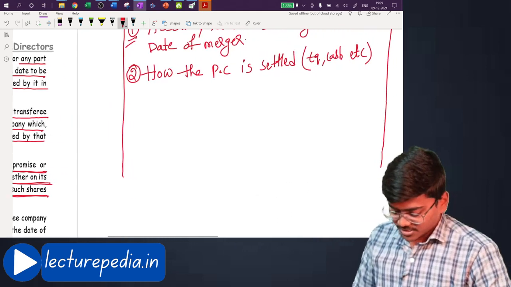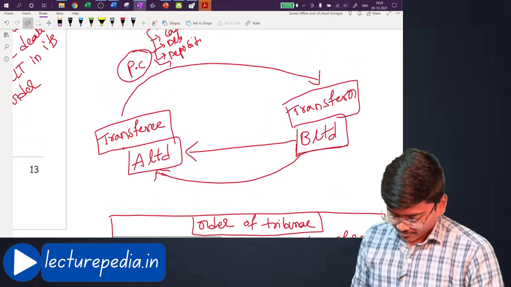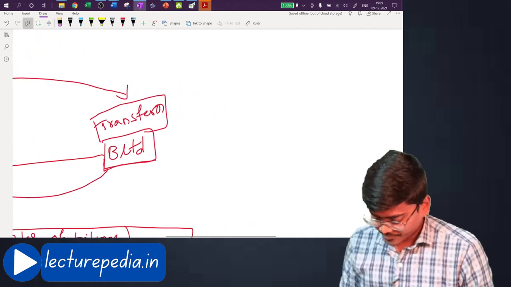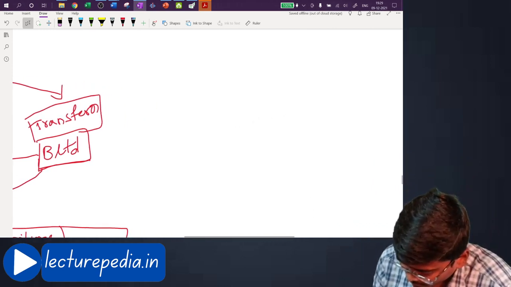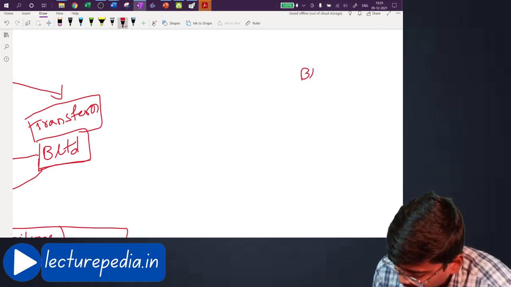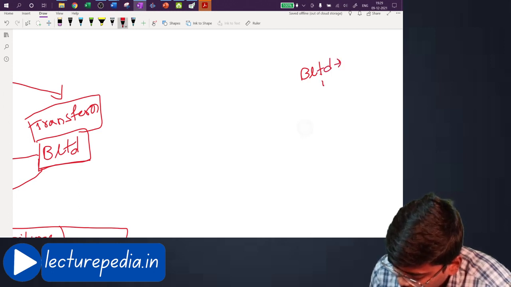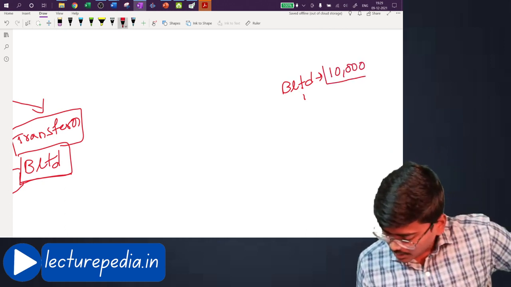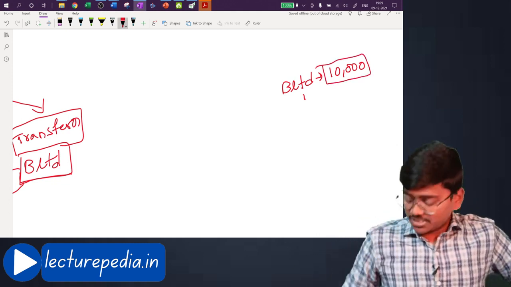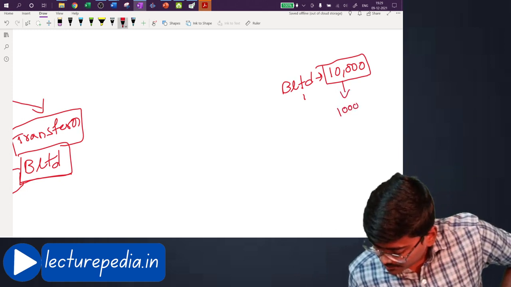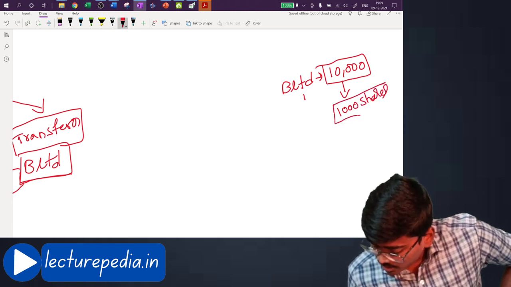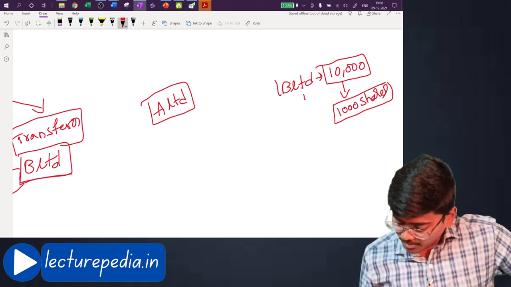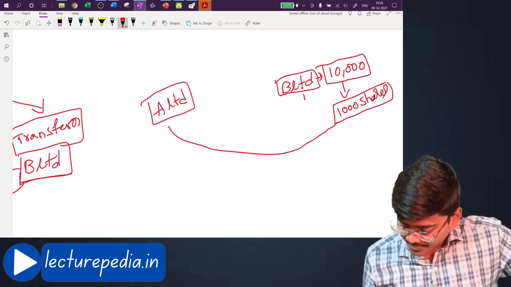Let me tell you. See, let's take the same example. Here the transferee company is A Limited. Now let's say that our transferor company, that is B Limited, is having, let's say, 10,000 shares. Okay, totally its share capital consists of 10,000 equity shares. Of this 10,000 equity shares, 1,000 shares are held by our A Limited, that is our transferee, the company with which B Limited is going to merge. These 1,000 shares are held by A Limited.